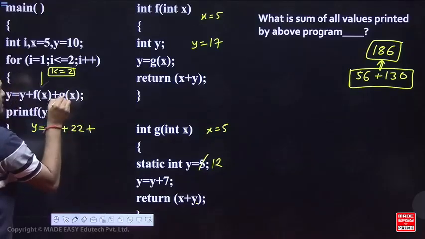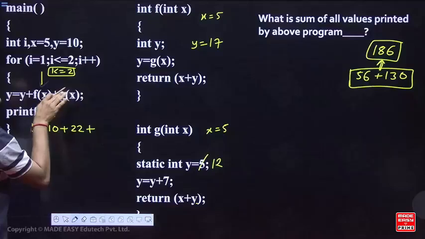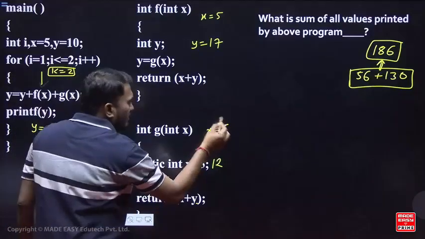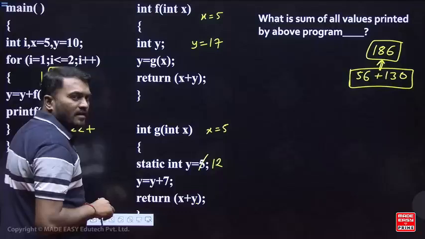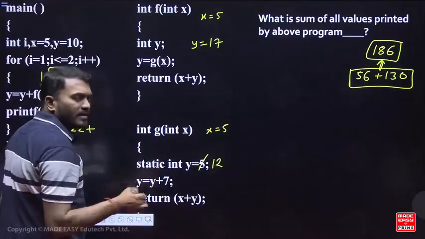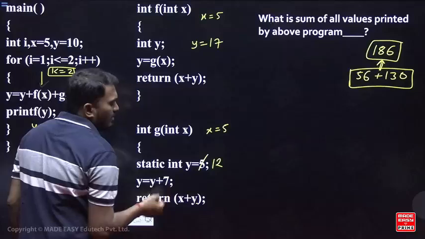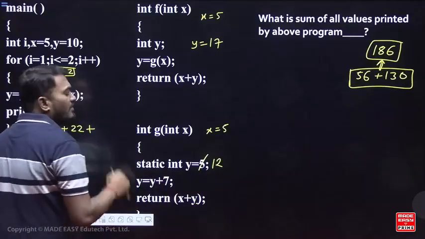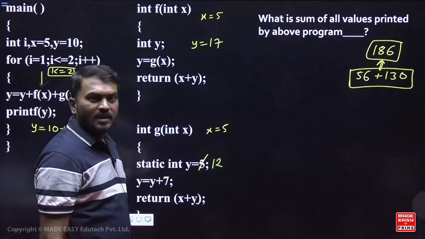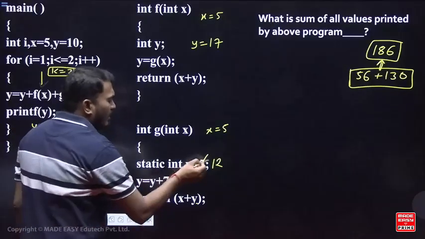What is the x value you are having? 5 only. In this function x value is 5. So you come to g of x, and you receive x value as 5 again. And next, what will it do with static? It will skip. By looking at the static it will skip. And next, y equals y plus 7. What is the y value here? 12. It is holding the previous state value. That is the behavior of the static variable.